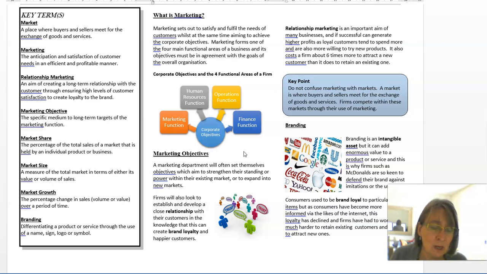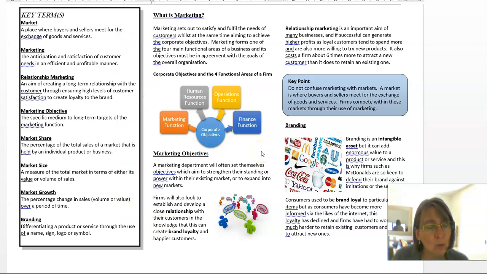So none of this is high tech. I will post these documents and I would really like you to read them, but I thought I would summarise what's on them. So remember the key terms down the left hand side.